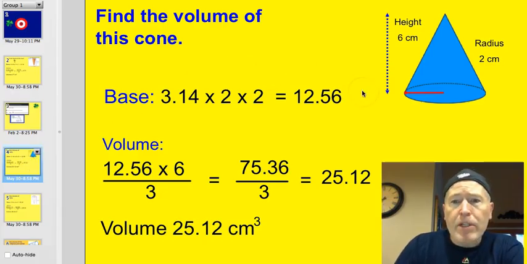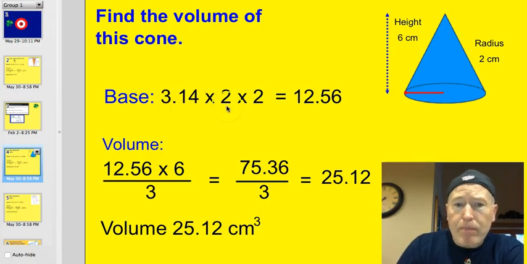All right, let's find the volume of this cone here. Looks like we've got a height of 6 and we have a radius of 2. So let's go ahead and pop that in. Here's the area of the circle, 3.14 times 2 times 2, or pi r squared. That gives us 12.56. Pop that into the other formula, 12.56 times 6. That's 75.36, and we divide that by 3, we find 25.12. So the volume of this cone is 25.12 centimeters cubed.